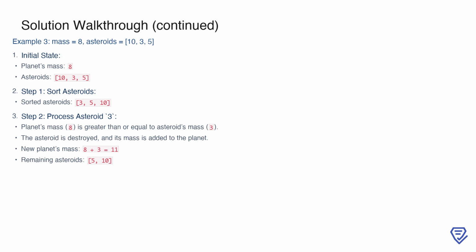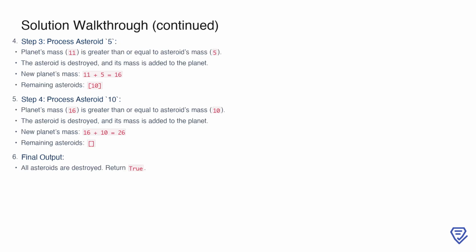In the third example, the planet's starting mass is 8, and the asteroids are 10, 3, 5. After sorting, the asteroids become 3, 5, 10. Now, we process the smallest asteroid, which has a mass of 3. The planet's mass, 8, is greater than 3, so the asteroid is destroyed. The planet's mass increases to 11, and the remaining asteroids are 5, 10.